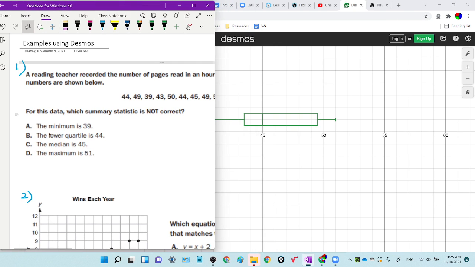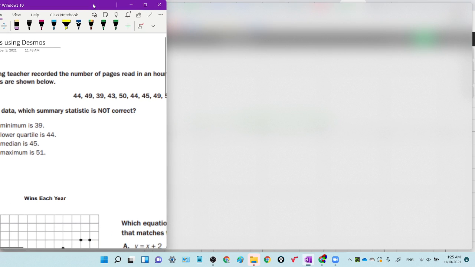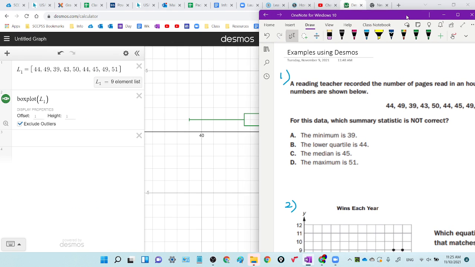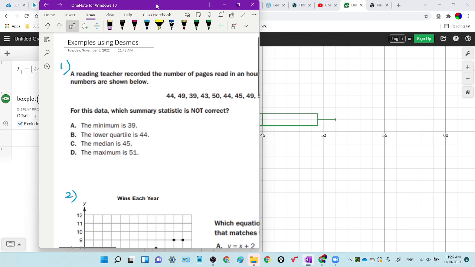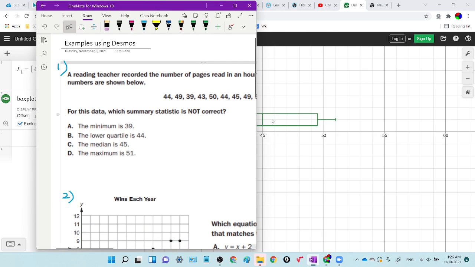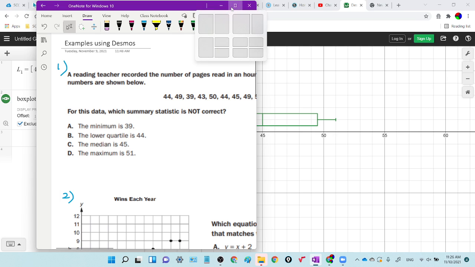Okay, my minimum is 39. Is it 39? Yes, that's correct. Lower quartile is 44. Is this 44? 41, 42, 43, 44? It's not, right? Okay. Median is 45. That's correct. Maximum is 51. That's correct. So we got the answer, right? Make sense?